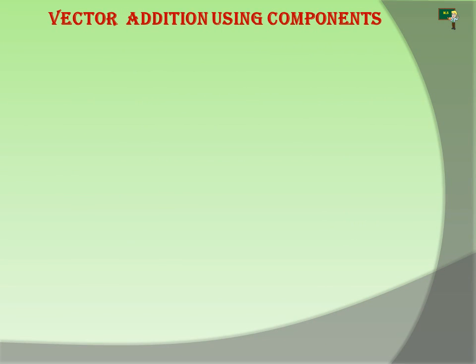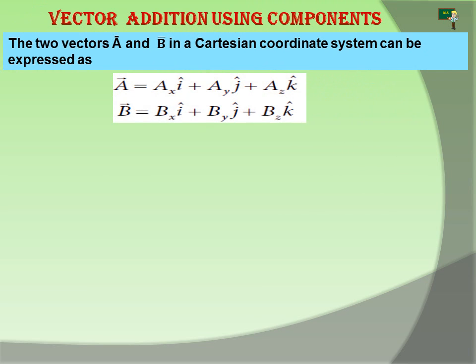Now let's see vector addition using components. Previously we have learnt about addition and subtraction of two vectors using geometric methods. But once we choose a coordinate system, the addition and subtraction of vectors becomes much easier to perform. Here we have the two vectors A vector and B vector. The addition and subtraction are done using these coordinates.